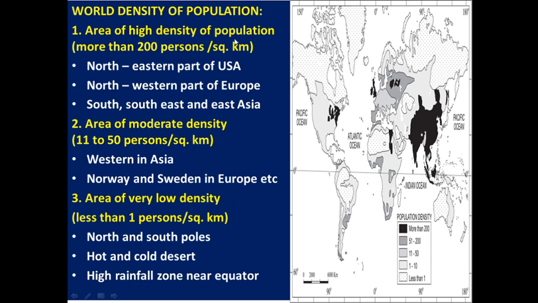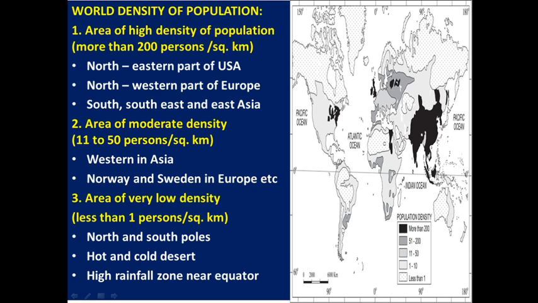Area having high density of population means in 1 square kilometer how many people are staying: more than 200 persons per square kilometer. That can be 5,000 persons per square kilometer, 8,000 also. Such regions of the world are the northeastern part of USA. Here the density of population is more than 200 persons per square kilometer, that may be 300, 500 also. This is one part.